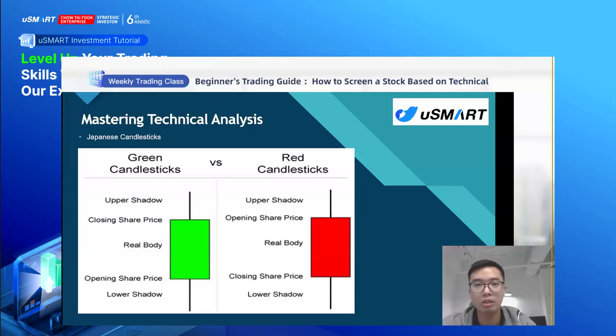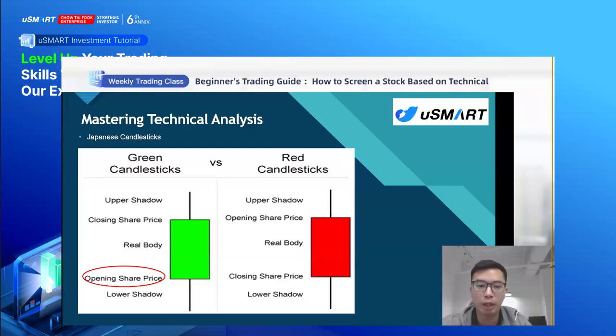In the chart, we usually use these Japanese candlesticks, and you can see the green ones are the bull candlesticks. I think in Hong Kong or China, they use red as a bullish candle and green as a bearish candle. Here, I just use green as a bullish candle and red as a bearish candle. It just depends on your preference. I think in Asia, we usually use green as a bull candle and red as a bear candle. So let us look at the candles.